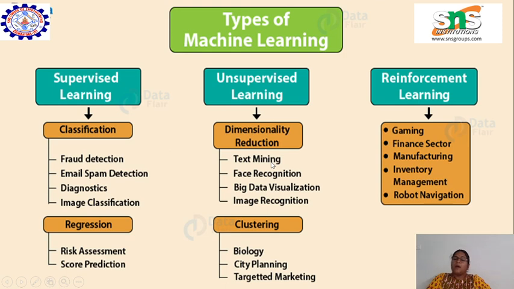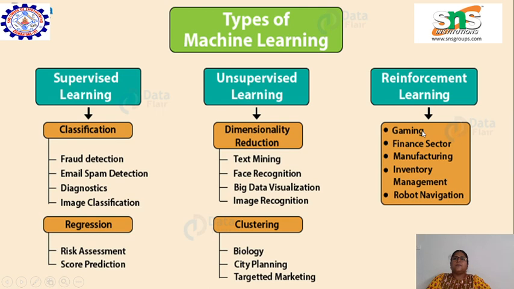Then in unsupervised learning, there is dimensionality reduction. Examples are text mining, face recognition, big data visualization, and image recognition. The other one is clustering, where we group things, for example in biology, city planning, and targeted marketing. So unsupervised learning is classified into two types. Then reinforcement learning, learning from experience, is used in gaming.